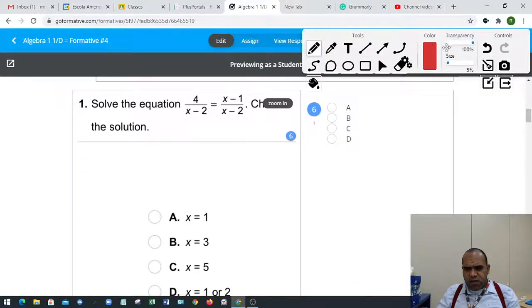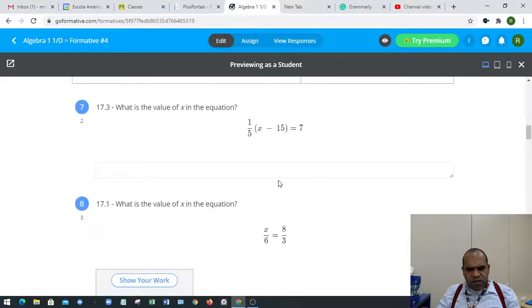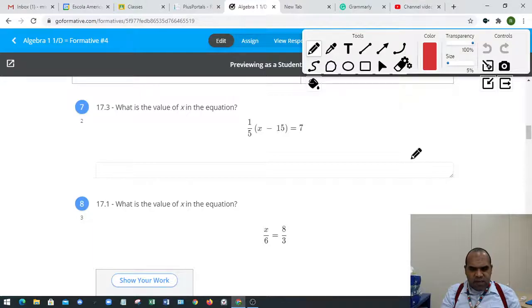Let's go to the next one. 17.3. What is the value of x? Pretty simple. You need first to distribute. Oh, sorry. 1/5 times x is 1/5 x.